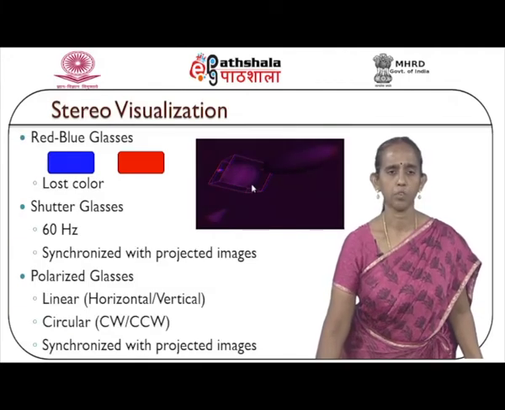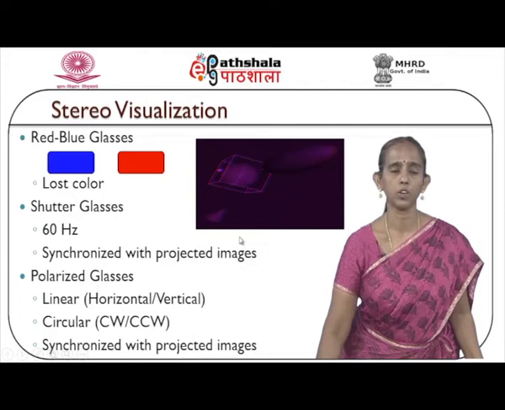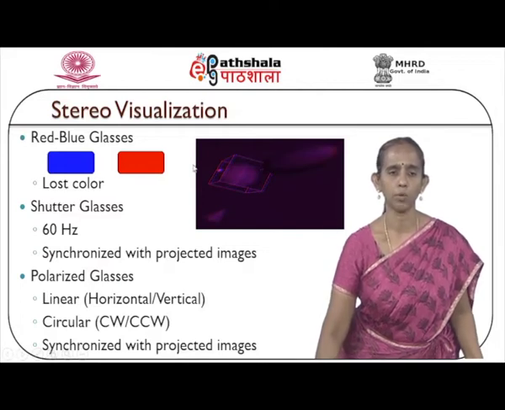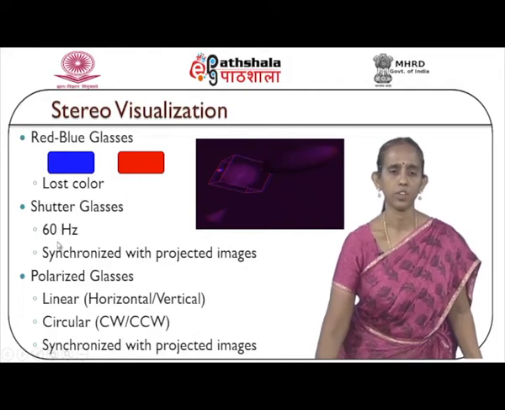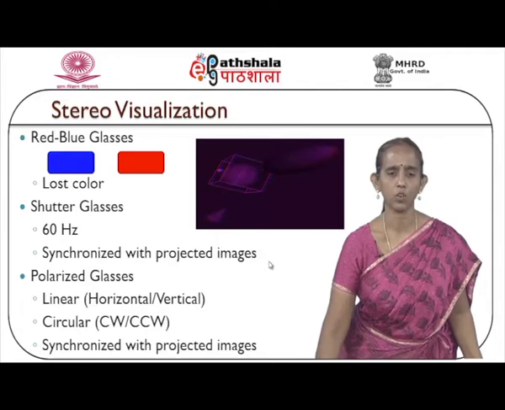Then we have another type of visualization which is called stereo visualization. In the case of stereo visualization, it is possible for the eye to have a kind of two and a half dimension effect, or similar to a three-dimensional effect. In this stereo visualization, the user has to wear glasses with red and blue lenses, and the shutter glasses work at a frequency of 60 Hertz and are synchronized with the projected images. The polarized glasses can be either linear or circular, or can be synchronized with the projected images.